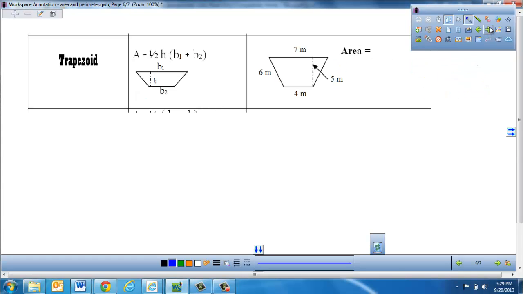All right, now a trapezoid. A trapezoid is kind of a different shape maybe you're not as familiar with. A trapezoid has one pair of parallel sides.